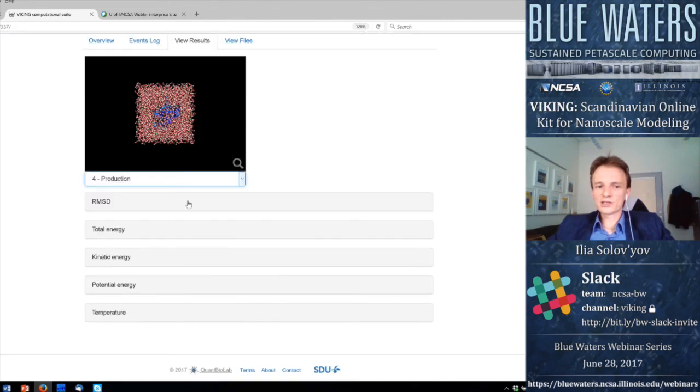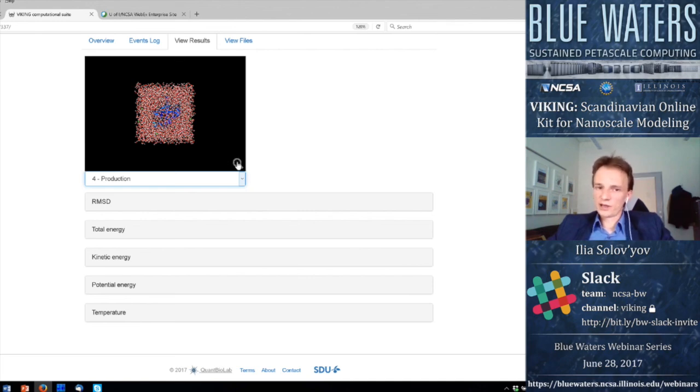Also, here you can see that there are different tabs that allow you to look at some standard results like total energy evolution as a function of time, RMSD, and this list is also continuously expanding. As soon as we implement new methods, we are able to also provide some standard output here on this result page.